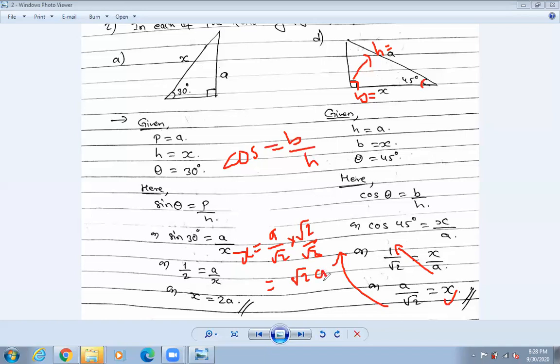A root 2 we can put on top, divided by root 2 into root 2, which becomes root 2 square. So finally the square and square root will be cancelled. So what is the answer? It is going to be root 2A divided by 2. Okay. So otherwise you can leave it here also. No problem. But while solving, you need to simplify and write down the answer.